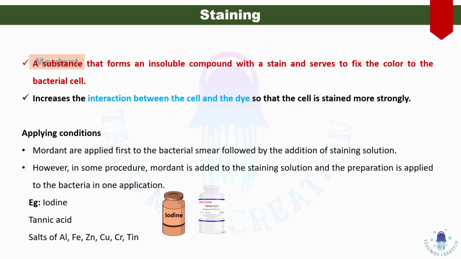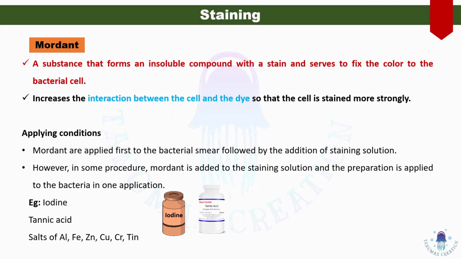A compound that is very important in this staining procedure is mordant. So what is a mordant? It's a substance that forms an insoluble compound with a stain and serves to fix the color to the bacterial cell. That is, it increases the interaction between the cell and the dye so that the cell is stained more strongly. So this is the function of the mordant.